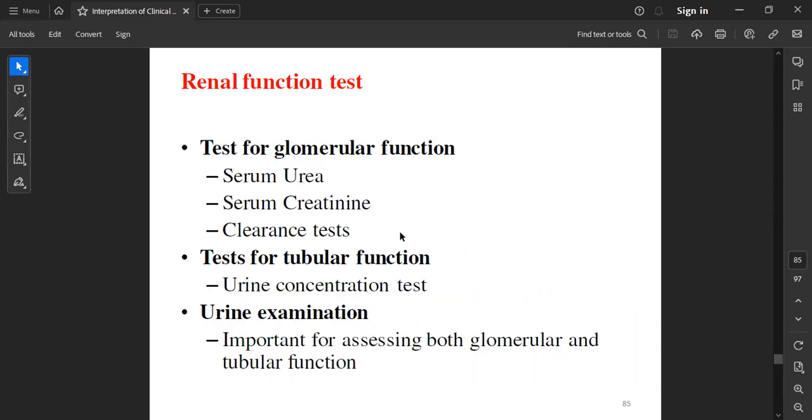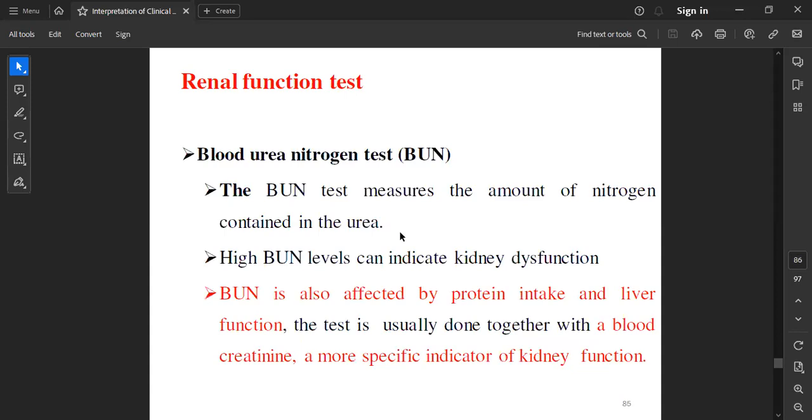One of the tests is the blood urea nitrogen test. It measures the amount of nitrogen contained in the urea. So if this is high, it means the kidney is not functioning as it should. But BUN is also affected by protein intake and liver function. So the test is done together with blood creatinine, which is a more specific indicator of kidney function.